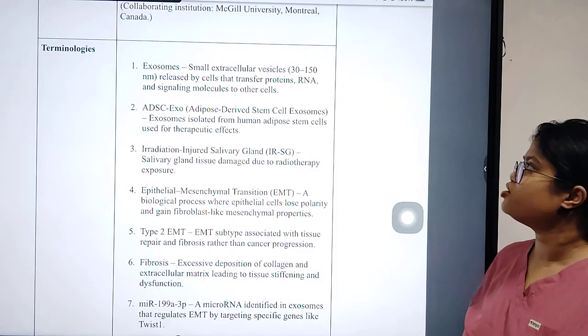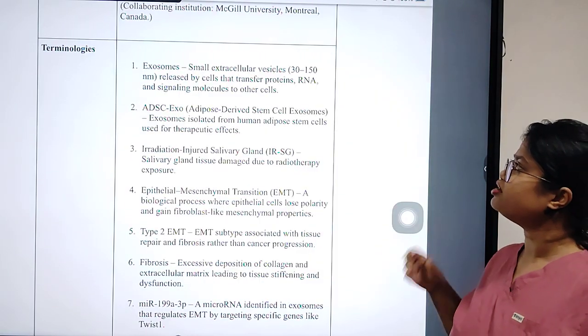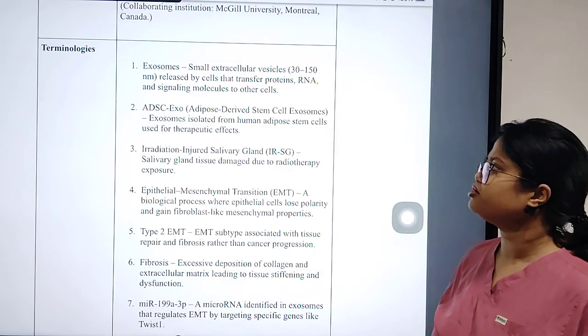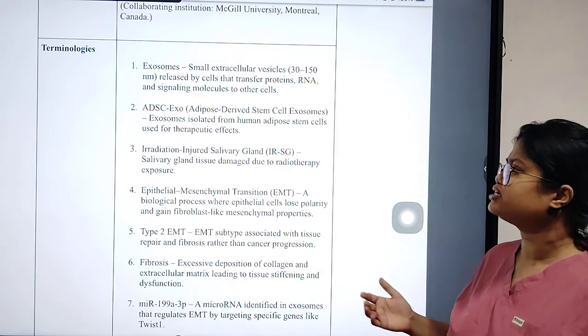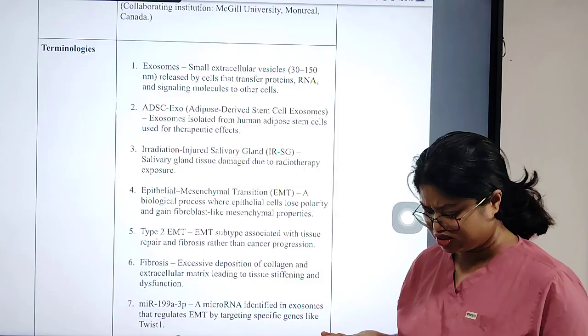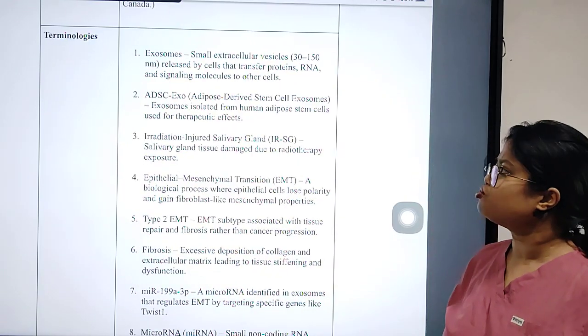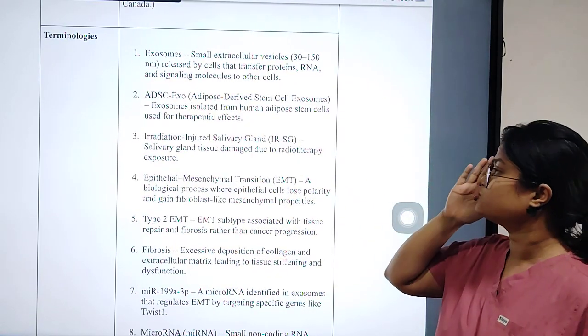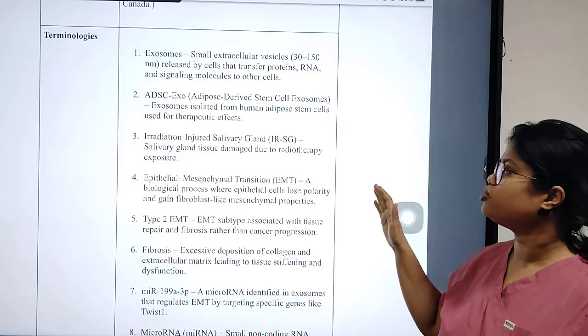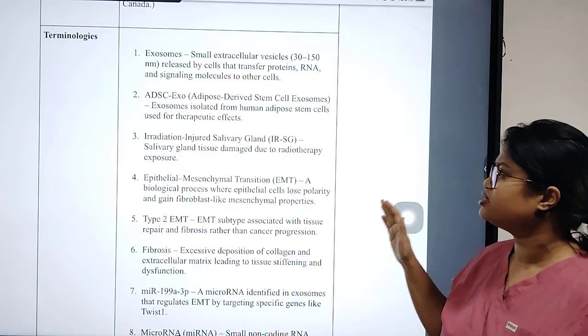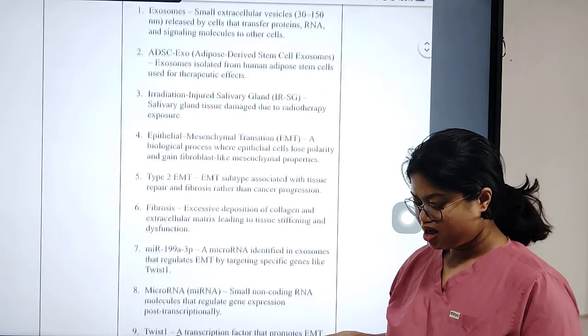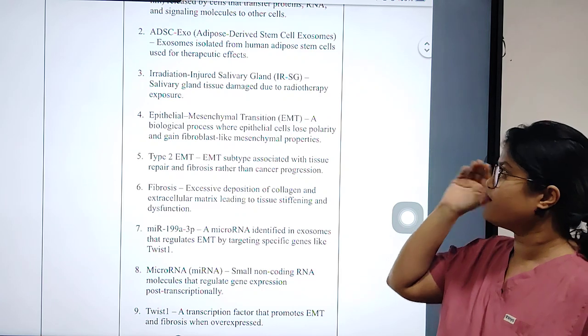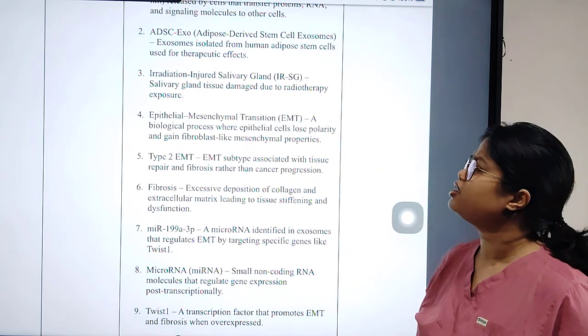Exosomes: small extracellular vesicles with a size of 30 to 150 nanometers, released by cells, that transfer proteins, RNA and signaling molecules to other cells. ADS-exo: adipose-derived stem cell exosomes. These are the exosomes isolated from human adipose stem cells used for therapeutic effects, and in this journal they have used this source of isolation.